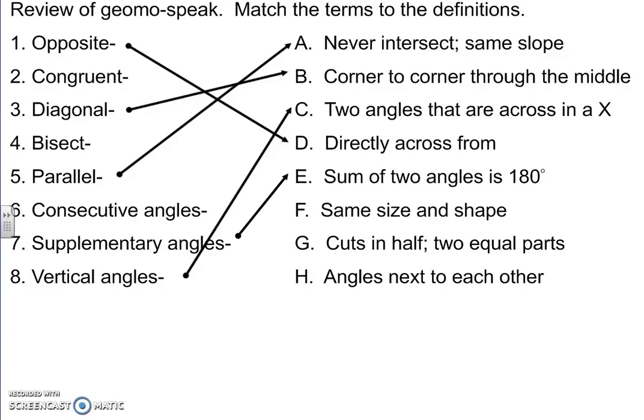That's supplementary. Same size and shape is congruent. Cuts in half with two equal parts: bisect. And this was the last part here: angles next to each other, consecutive. A little crazy in matching there, but you can see that that's just some of the terminology from this video.